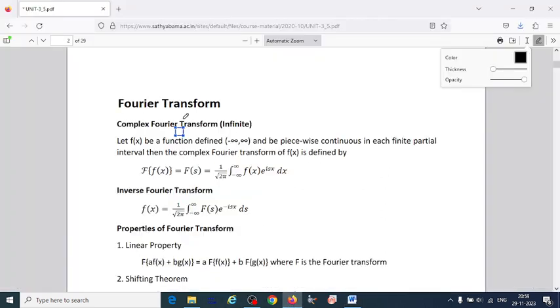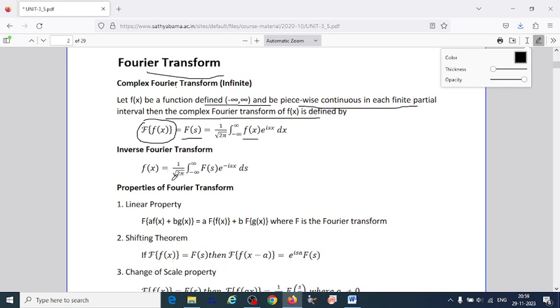So here Fourier transform we can define, or we can write the formula for that. Let f of x be a function defined from minus infinity to plus infinity and be piecewise continuous in each finite partial interval. Then the complex Fourier transform of f of x is written as follows. Usually we write the Fourier transform of a function like this, or else F of s equals 1 divided by root 2 pi, integral from minus infinity to plus infinity of the given function f of x times e to the power i s x, dx, that is exponential or complex form.